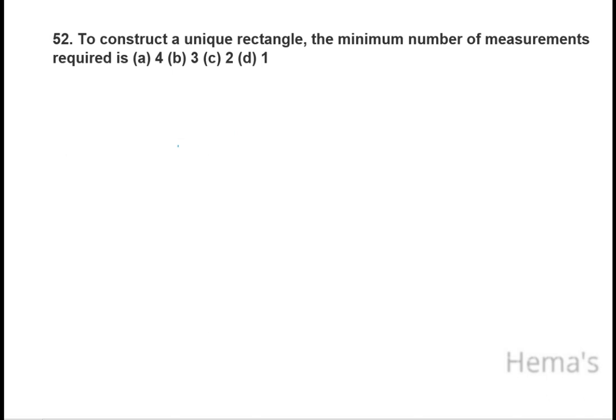Question 52. To construct a unique rectangle, the minimum number of measurements required is 2. Therefore, the correct option is C. To construct a unique rectangle, we need only the measurement of length and breadth of the rectangle.